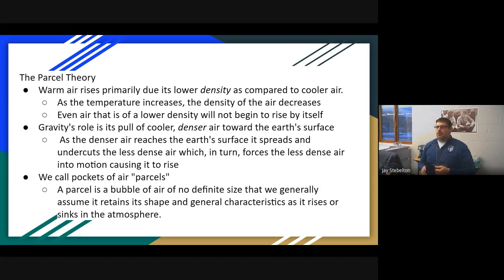All right, just know that warm air is less dense than cold air, so the warm air rises, but also understand the lapse rate. As it rises, it cools. If it doesn't cool as fast as the air around it, it continues to rise. We call pockets of air air parcels because the parcel is a bubble of air that doesn't really have any definite size, but we assume it retains its shape and characteristics as it rises and sinks in the atmosphere.